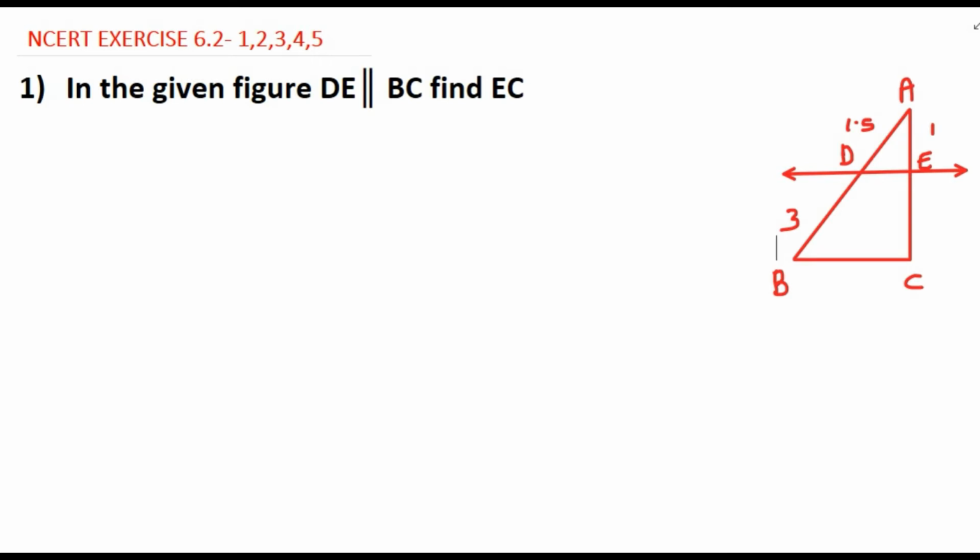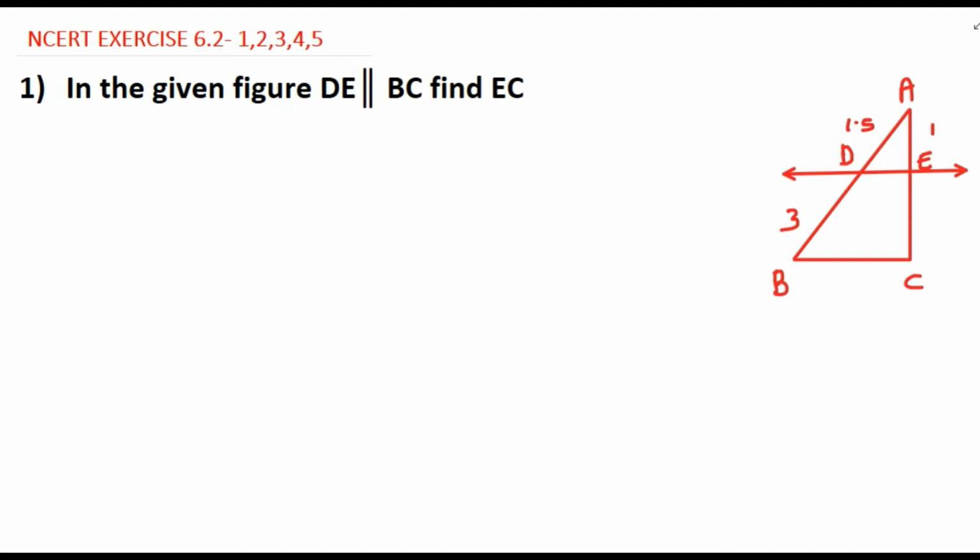We have already learned about Thales's theorem or basic proportionality theorem, and we know that Thales's theorem states that a straight line drawn parallel to a side of a triangle divides the other two sides in the same ratio. In today's video, we will do some problems based on Thales's theorem, converse of Thales's theorem and corollary of Thales's theorem.